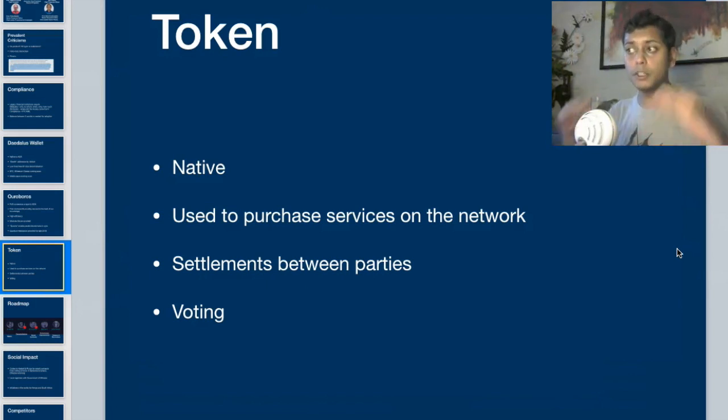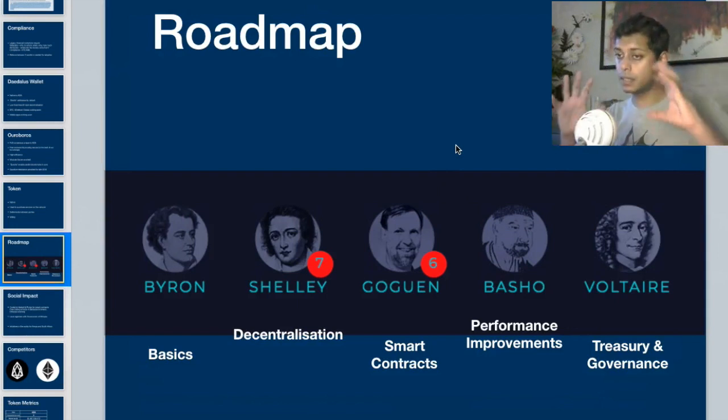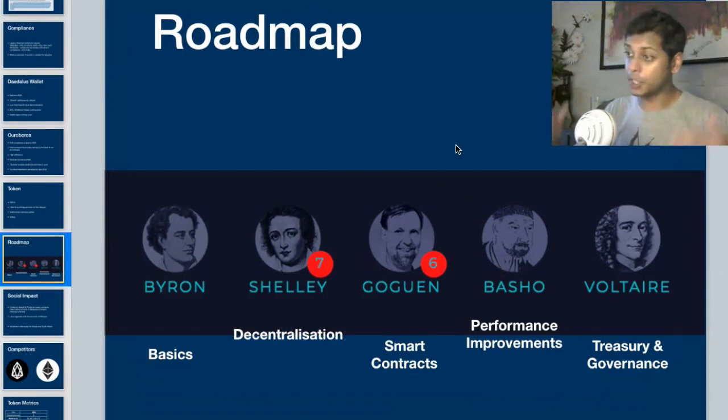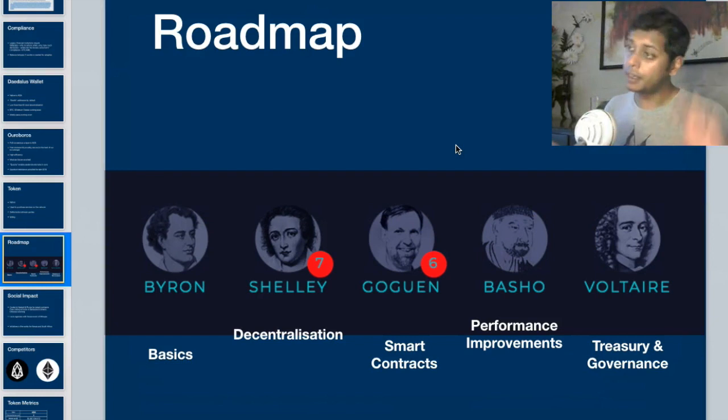Currently, there isn't too much more to say about the token because the token use relies on several aspects of the roadmap that is split up into 5 sections. You've got Byron, Shelley, Gauguin, Basho, and Voltaire. All these facets can be worked on in parallel, and there are lots of updates happening currently in the Shelley and Gauguin sections. But in order to give you a better understanding, you can break it down.